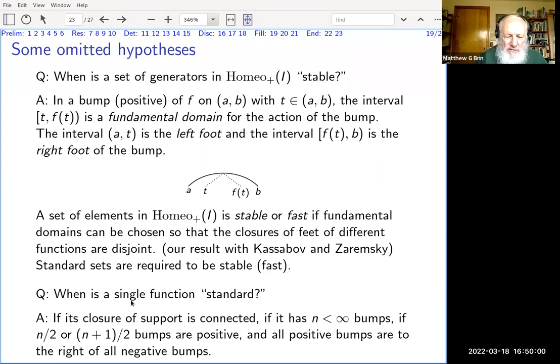It is incredibly easy for a group of functions to contain a copy of Thompson's group F. And once that happens, it's not elementary amenable. And so all of these restrictions on the construction of our examples was a frantic effort to avoid generating something that contained a copy of F.